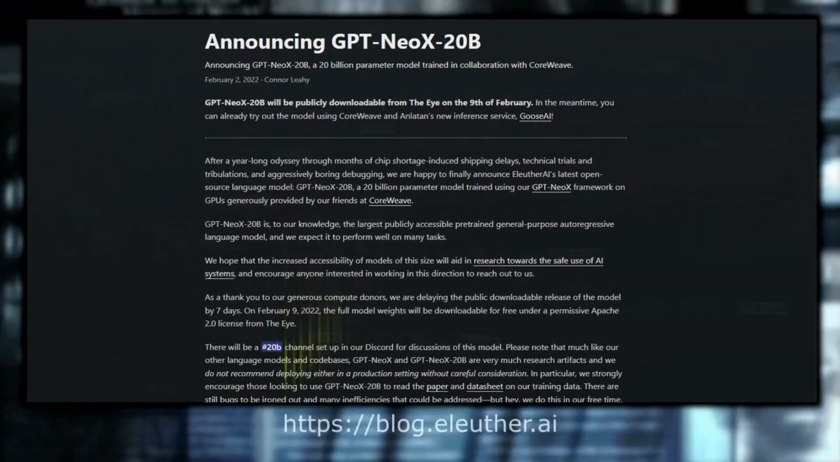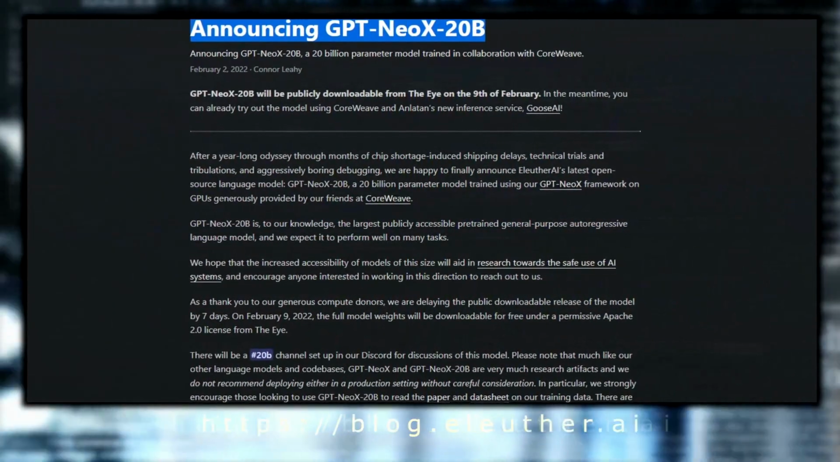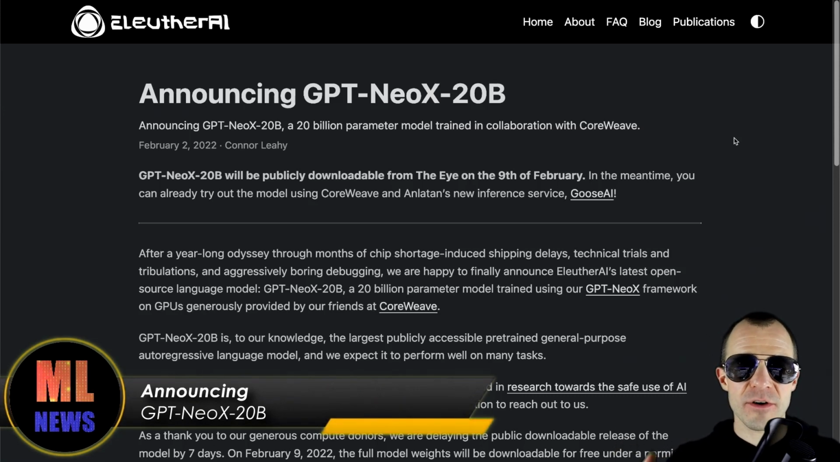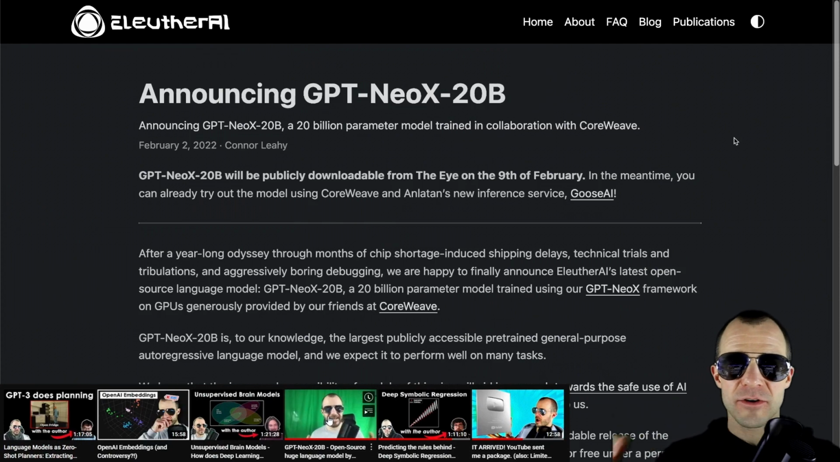EleutherAI announces GPT-NeoX-20B, that is a 20 billion parameter model, and by the time you're watching this, the model is going to be available for free. It's going to be kind of a pain to run it because it's so big, but you can just download it. I've made an entire video interviewing Connor Leahy, who is one of the co-founders of EleutherAI and has worked on this project, about how this came to be, about how they got their hands on the hardware necessary and so on. So if you're interested, check that out.